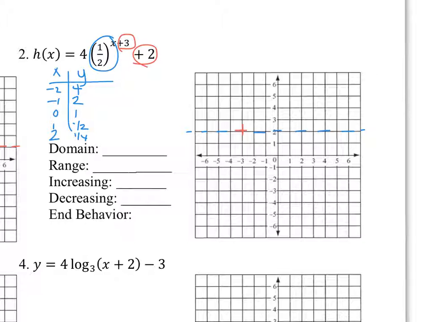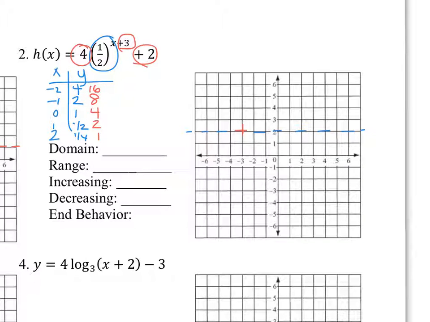So now this 4 tells me it's a vertical stretch by 4. So I'm going to multiply all my y values by 4. So 16, 8, 4. 1/2 of 4 is 2, and then I have 1. That 4 looks terrible. So now I'm going to go ahead and graph.